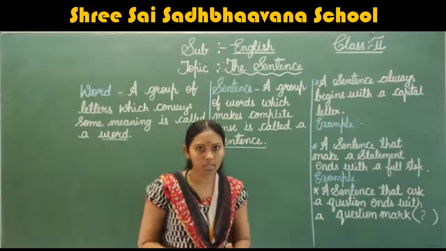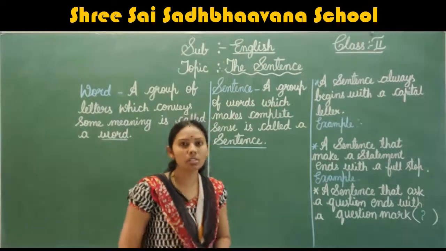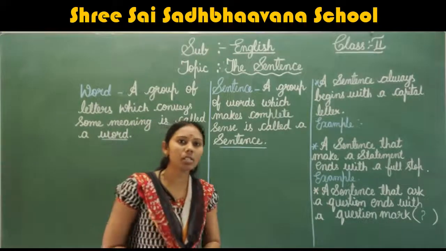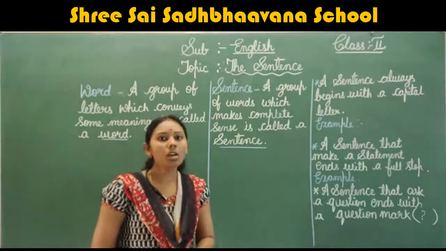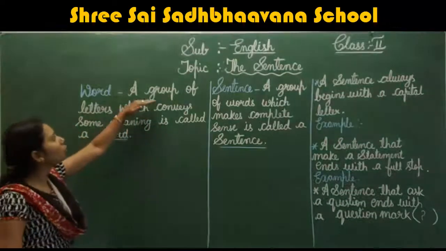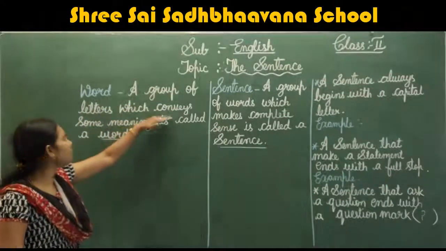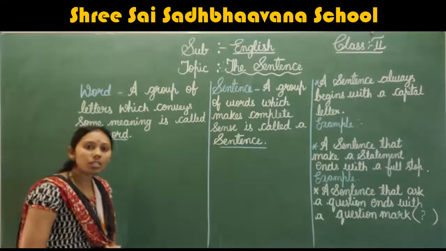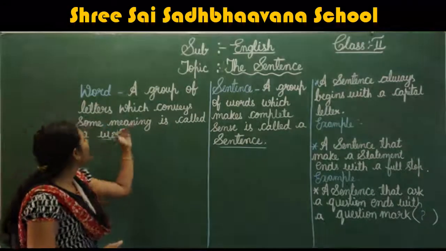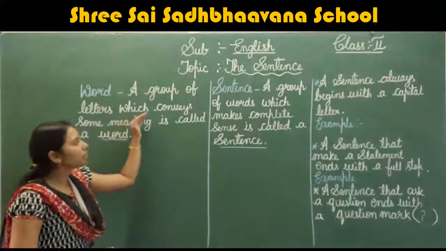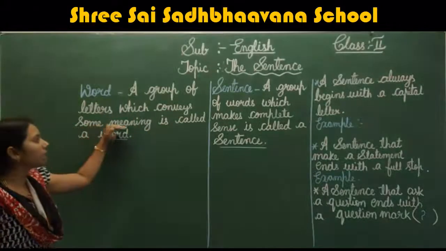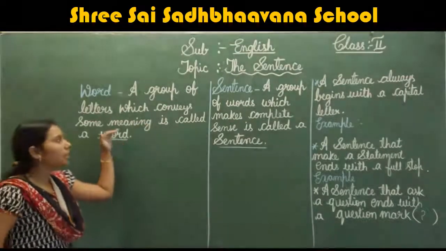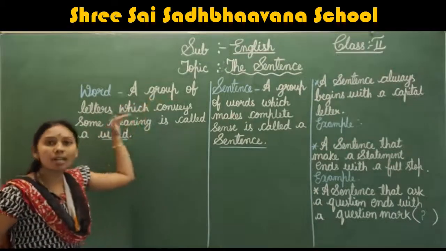Before going to the sentences, we have to know about the words. What are words? Yes, children, you have learned in the previous classes about words. A group of letters which conveys some meaning is called a word. What is a word? A group of letters which conveys some meaning is called a word. Once again, shall we repeat? Yes. A group of letters.